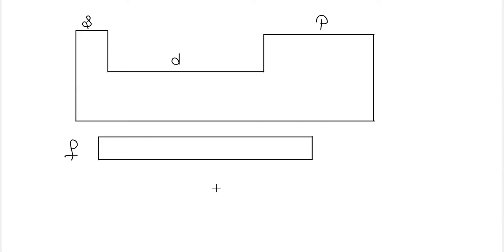In the previous chapter, I told you about the S suborbital, P suborbital, D suborbital, and F suborbital. On the basis of these suborbitals only, the blocks of the modern periodic table have been divided. And what is the significance of this? Let's first talk about the S block elements.